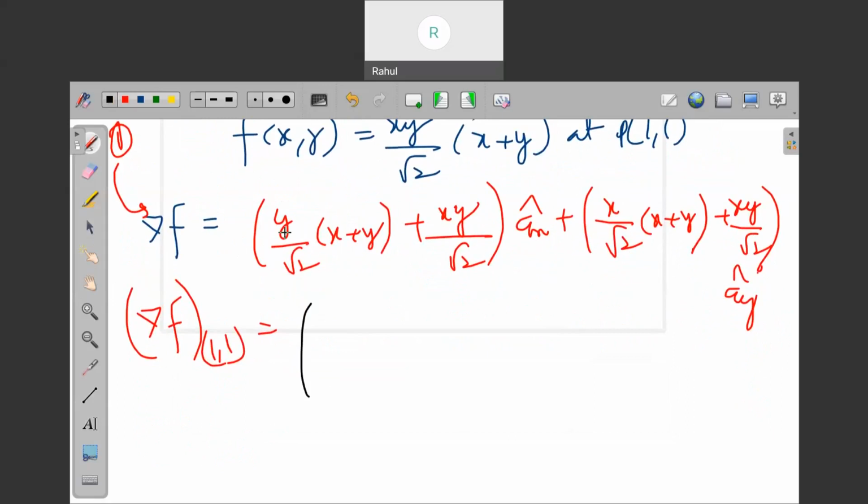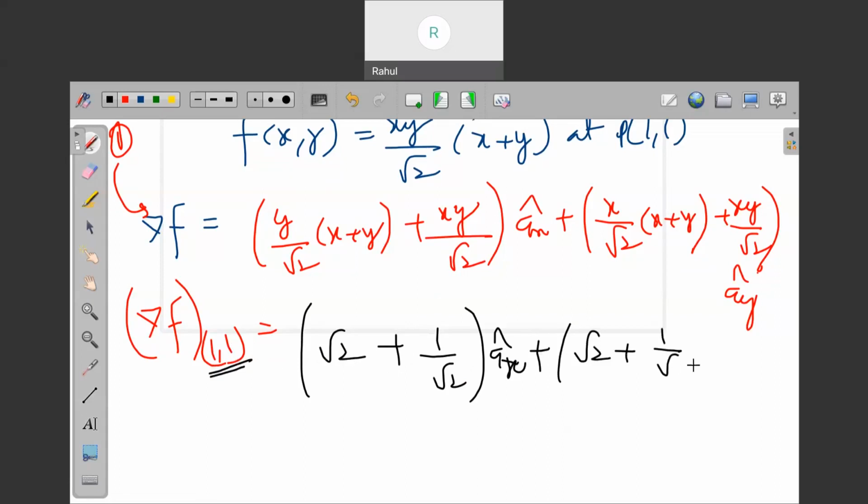So this will give you 1, this is 2 by root 2, so you can say root 2 plus 1 by root 2 a_x cap. Many aspirants make mistakes here with partial derivative calculations, so don't make mistakes while doing partial derivatives. After substituting 1 and 1, this is root 2 plus 1 by root 2, and this is a_y cap.